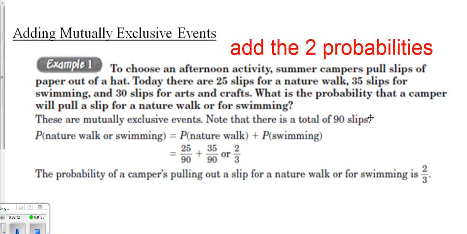are 90 slips total. So, the probability of getting nature walk or swimming equals the probability of nature walk plus probability of swimming. Probability of nature walk was 25 out of 90. Probability of swimming was 35 out of 90. So when we add these together, we would get 60 out of 90, which reduces to 2/3. So the probability of a camper pulling out a slip and getting either a nature walk or swimming is 2/3.